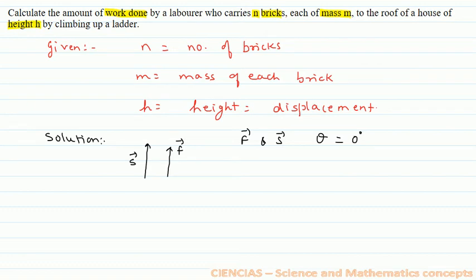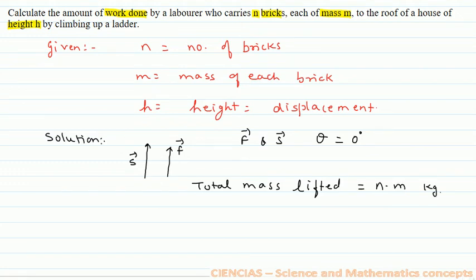Now m is the mass of each brick, so the total mass lifted is equal to n times m kg. Therefore work done is force into displacement, which is equal to F s cos 0. Cos 0 is 1, so work done is equal to F into s.